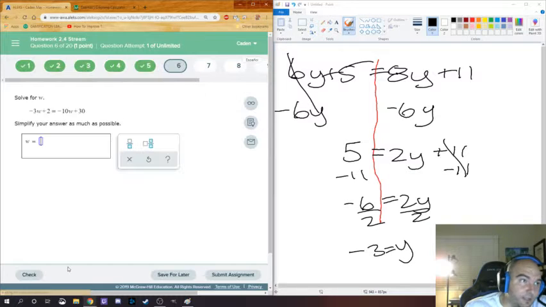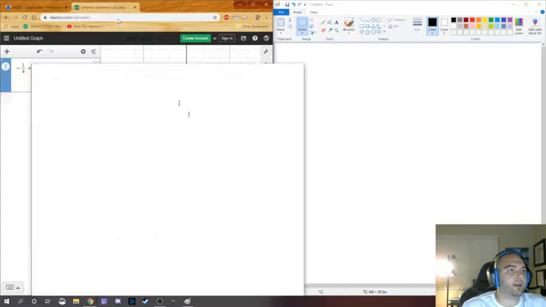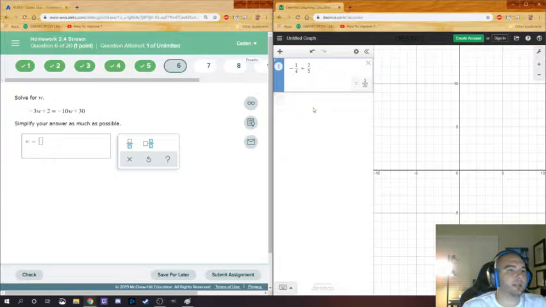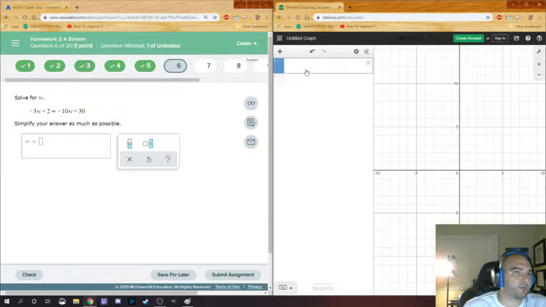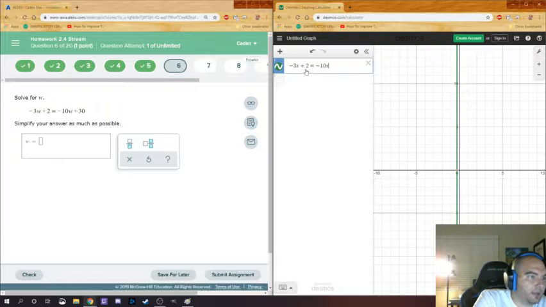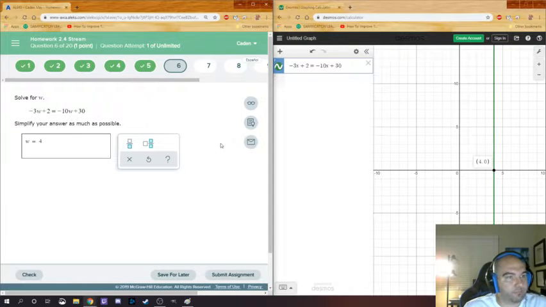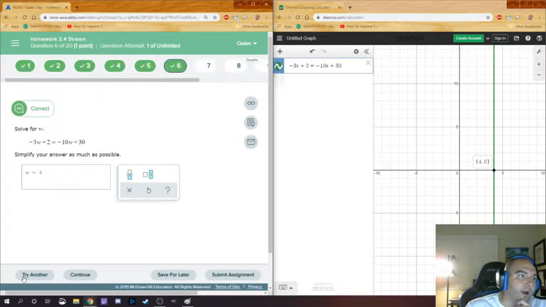So if I do 2 like this, I should show you 2 the other way. So here's the dreaded other way. And I mean dreaded, just kidding, it's amazing. I'm going to graph it on Desmos. Negative 3x plus 2 equals negative 10x plus 30. And you can see it crosses at 4. That's the answer to the problem. Check it out. Wow, I can't believe it. I could have done all the work, or I could have done this.